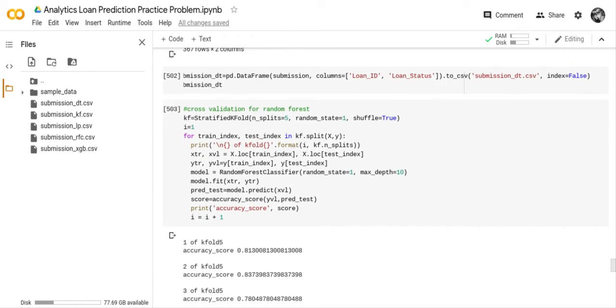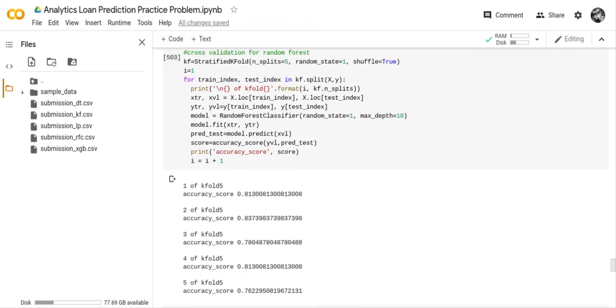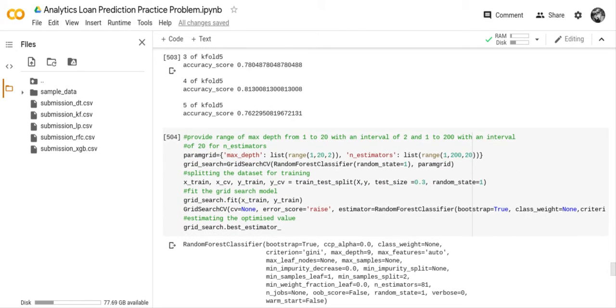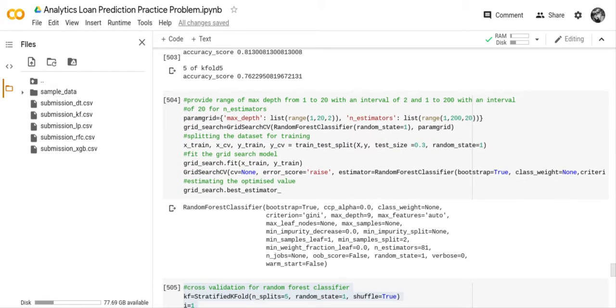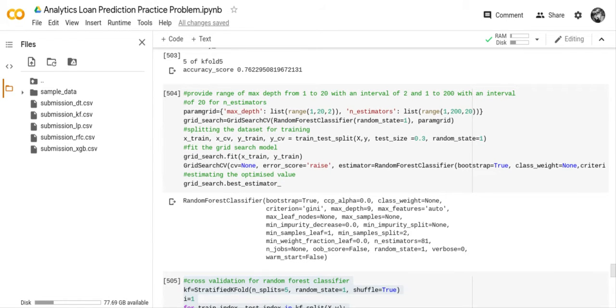The next thing we wanted to do was random forest. There's your code for random forest, the cross-validation code. And after we did the random forest, we did some more work on the random forest.